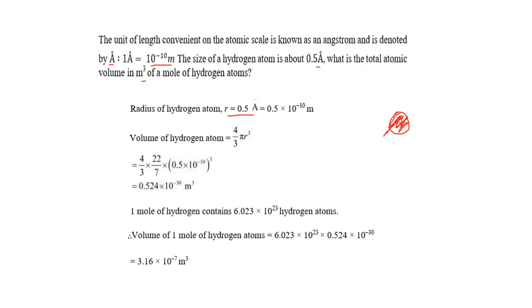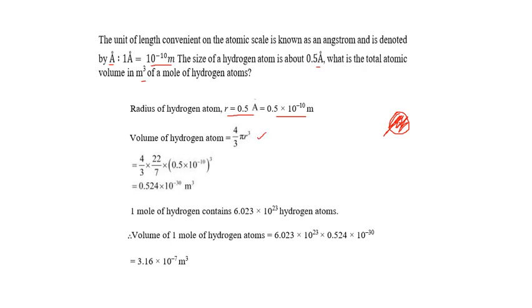Right. So, the radius of the hydrogen atom is 0.5 angstrom. Convert this angstrom unit in terms of meter. So, 0.5 into 10 to the power minus 10 meters. Am I right? And volume of the sphere is 4 by 3 pi r cube.